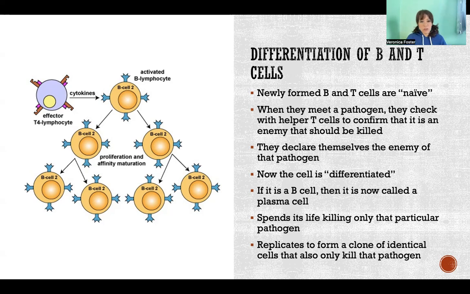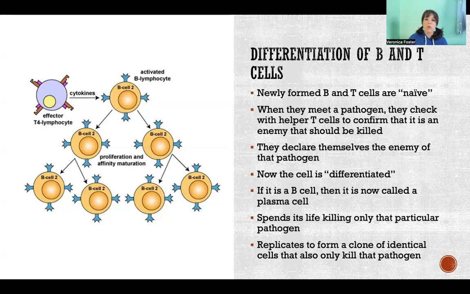So once the B or T cell gets confirmation that, yes, this is a bad thing, let's kill it, now that B or T cell is going to forever declare itself the enemy of that particular pathogen. So like, let's just say a B cell encountered a specific strain of the flu. Now that B cell is forever only going to kill that strain of the flu. So it's going to totally ignore any other pathogen it might ever meet because it is going to spend its life focusing on that strain of the flu forever.